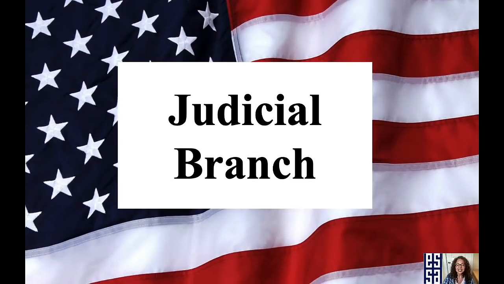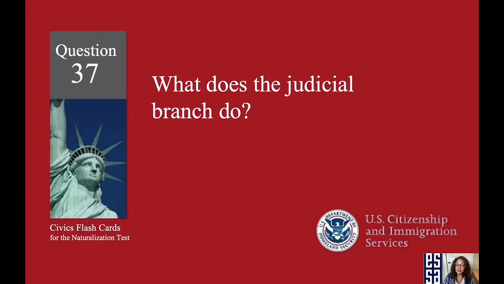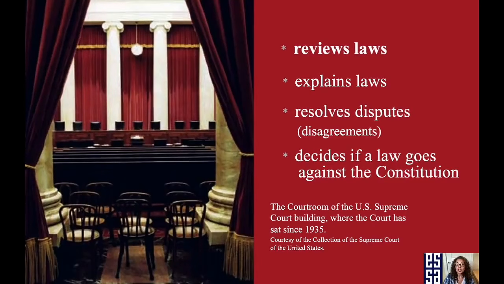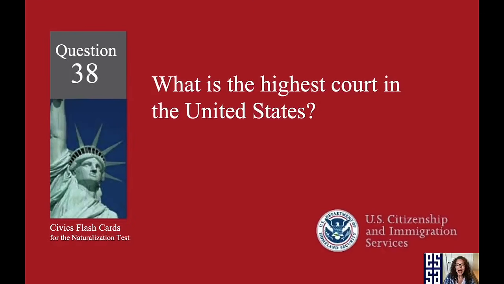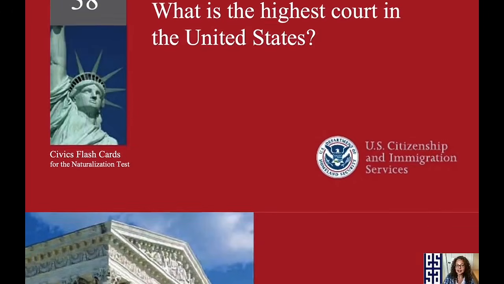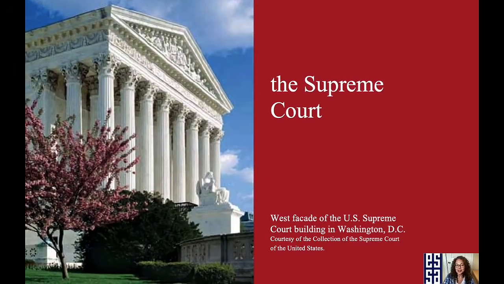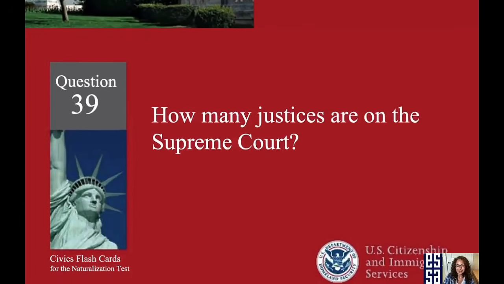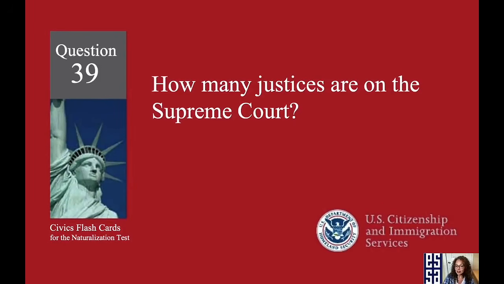Very good. Now let's talk about the final branch of government, the judicial branch. So we did the executive and then the legislative or Congress, and now we're going to talk about that judicial branch. What does the judicial branch do? Reviews laws. What is the highest court in the United States? That is the Supreme Court.